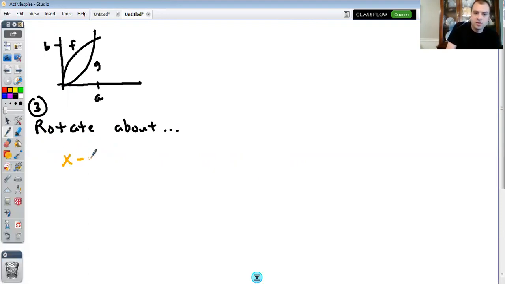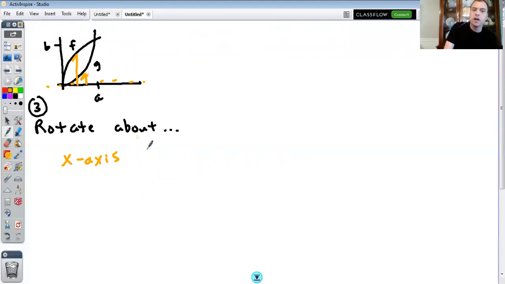Let's start with the x-axis. If you are doing a rotation of volume, always be sure to have a picture and mark your axis of revolution. Then determine, is it a washer or a disk? Remember, a disk would be if this region was flush up against the axis of revolution, if there was no gap. Because this is a gap, it's a washer.